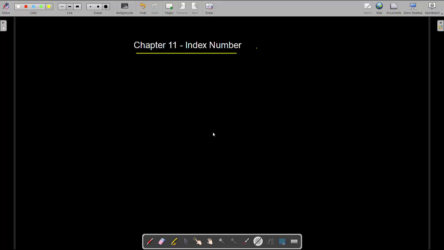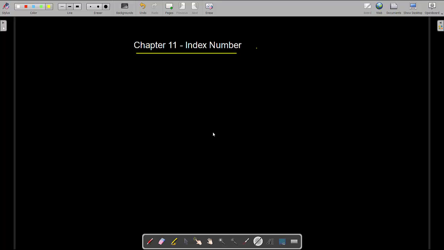Today we're going to start a new chapter, that is chapter 11, index number. So in this topic we're going to discuss the meaning of index number, and also we are going to discuss the different methods used for constructing index numbers. I'll first tell you the different methods, and after which we will start solving the sums. So let us learn what index number is.